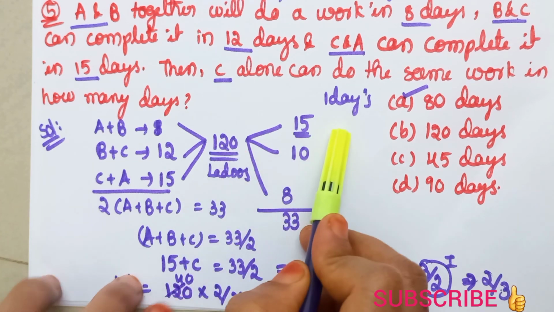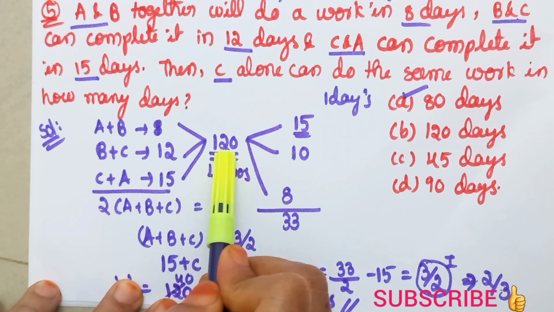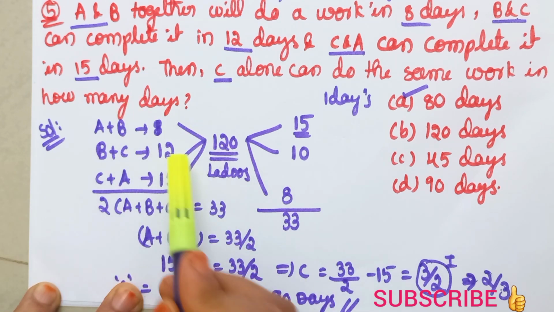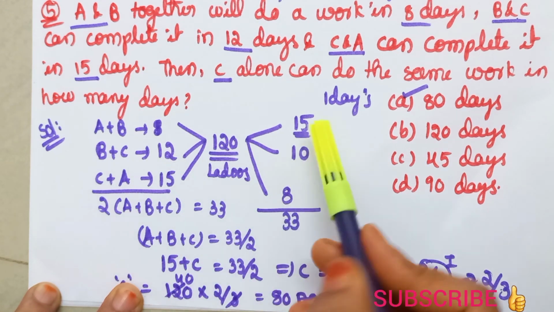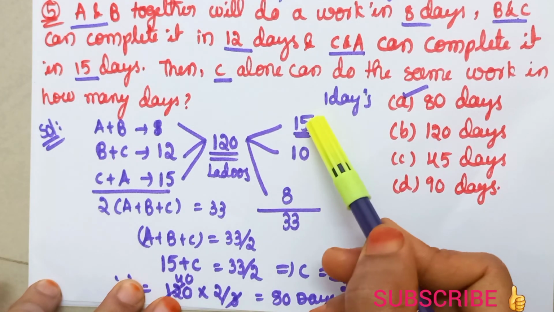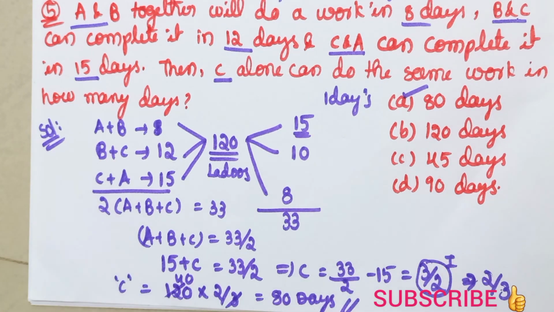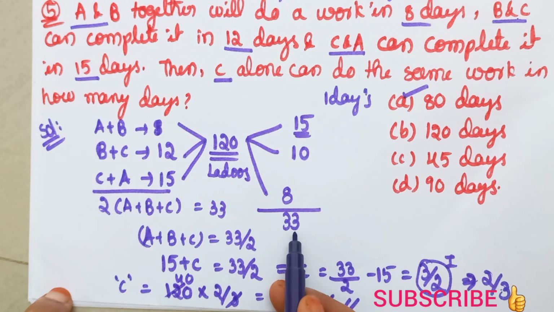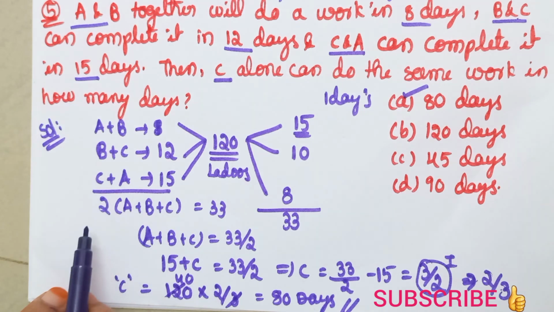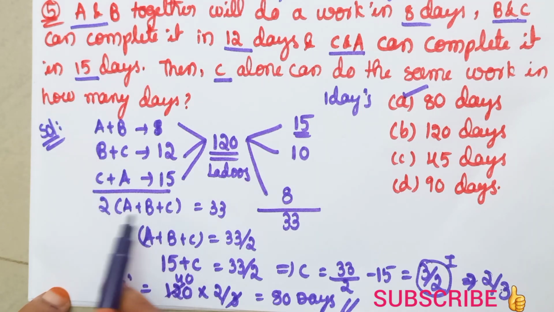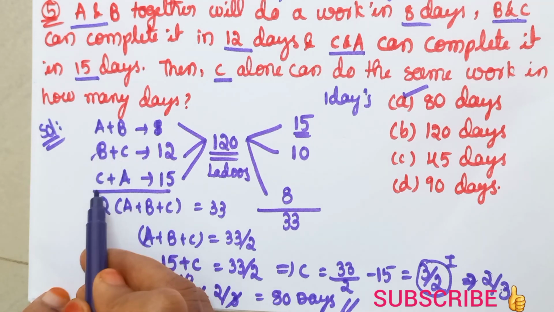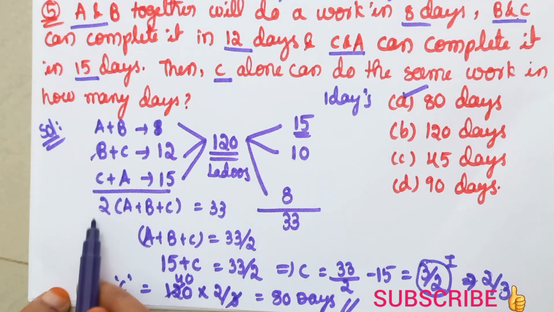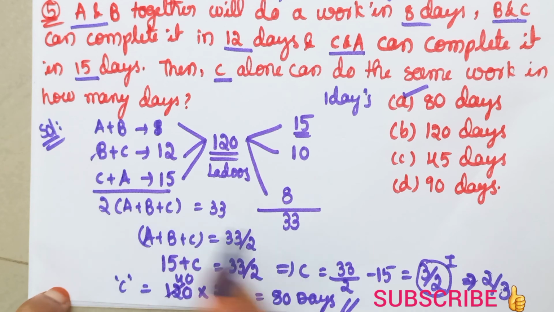So we have to find the 1 day's work. For that, we have to divide this 120 by 8, 12 and 15. The answer is written like this, that is 15, 10 and 8 respectively. So 1 day's work of A plus B, B plus C and C plus A is nothing but 33. So if we add these three expressions, what we'll get? 2 of A plus B plus C, that is 2A plus 2B plus 2C. From that I have taken the 2 outside. So 2 of A plus B plus C is equal to 33. So from that, A plus B plus C is nothing but 33 by 2.